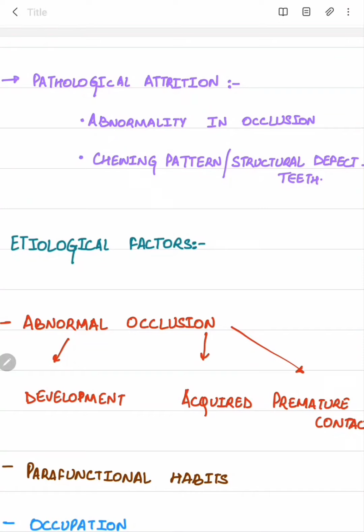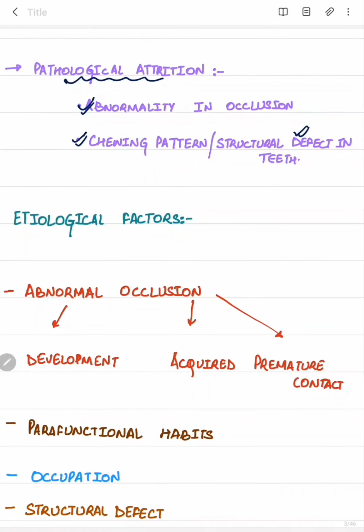As we have read, attrition is basically a physiological process, but it can be considered pathological when it causes functional, aesthetic and dental sensitivity problems. Pathological attrition occurs due to abnormality in occlusion, a very important cause. The second is chewing pattern, or parafunctional habits such as bruxism or clenching, or structural defects of teeth such as dentinogenesis imperfecta or amelogenesis imperfecta.